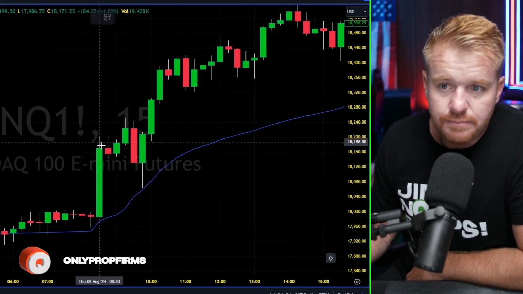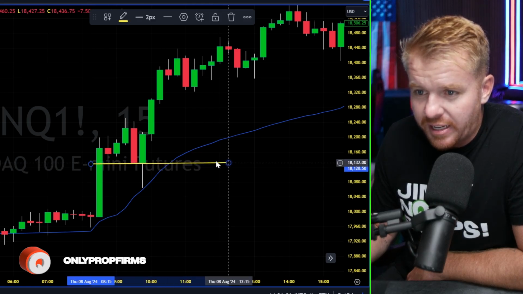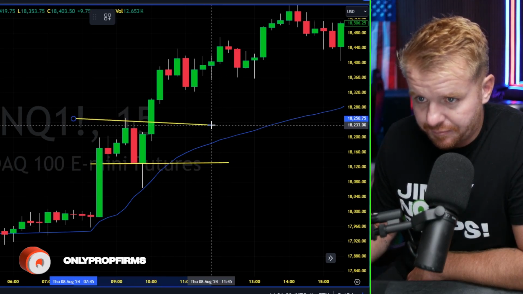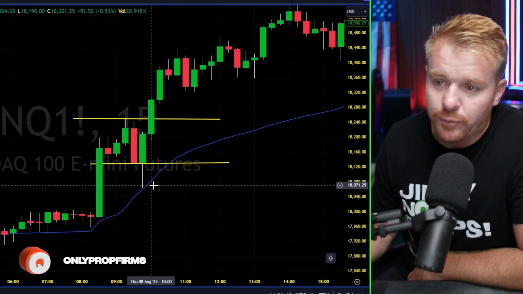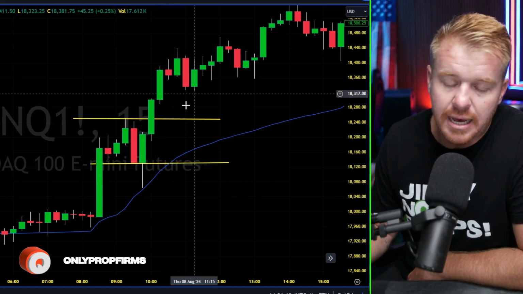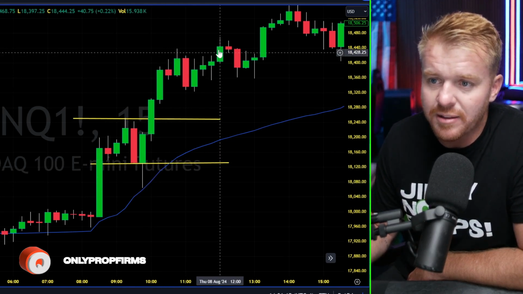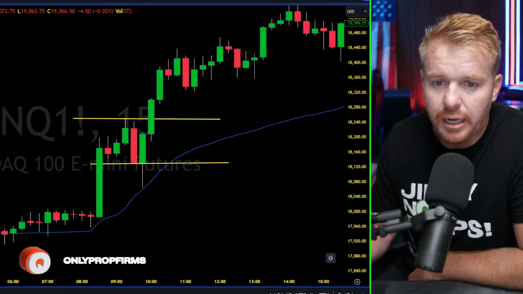So here we have the 15-minute range. I'm looking at it, and I'm like, all right, how do we interact with the 15-minute range? Did we break the downside? And then what happened? We had the VWAP there. So we bounced off the VWAP and then we pushed up. All right, and that makes sense.